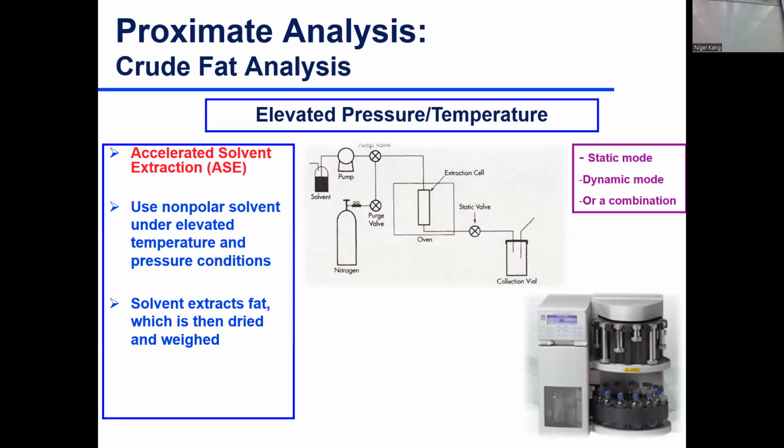If you are working under dynamic conditions, then solvent use is a lot. You are using a lot of solvent. And then once it gets here, again, because there is no pressure here, the solvent evaporates. And then you have that here. You can dry it and weigh it and then determine the fat content of your sample.